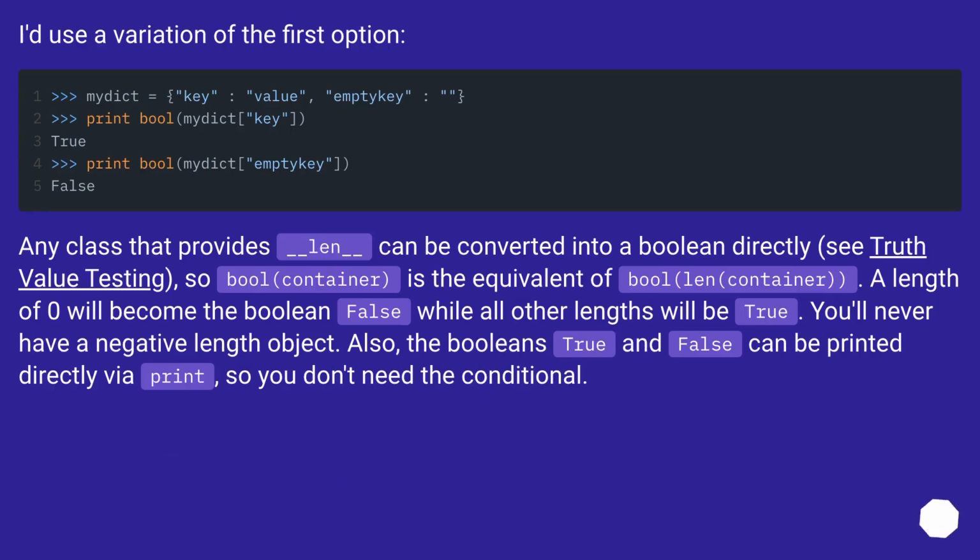I'd use a variation of the first option. Any class that provides __len__ can be converted into a boolean directly. See truth value testing. So bool(container) is the equivalent of bool(len(container)). A length of 0 will become the boolean False while all other lengths will be True. You'll never have a negative length object. Also, the booleans True and False can be printed directly via print, so you don't need the conditional.